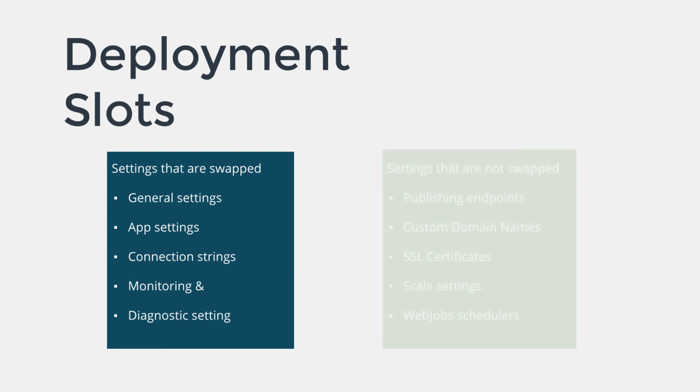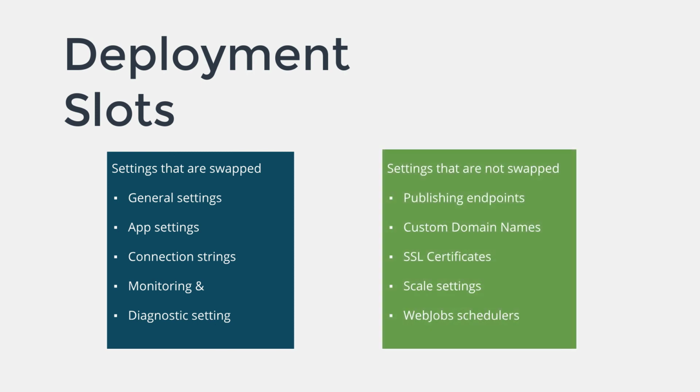Let's talk about the settings that are not swapped. The settings that are custom to an application like your publishing endpoints, the custom domain names, your SSL certificates are not swapped. In addition to that, the scale settings and the web job schedulers are some of the information that are not swapped between two slots when you perform a swap operation. So with some theory in the background, let's go back to the demo to look at how to implement the three objectives.